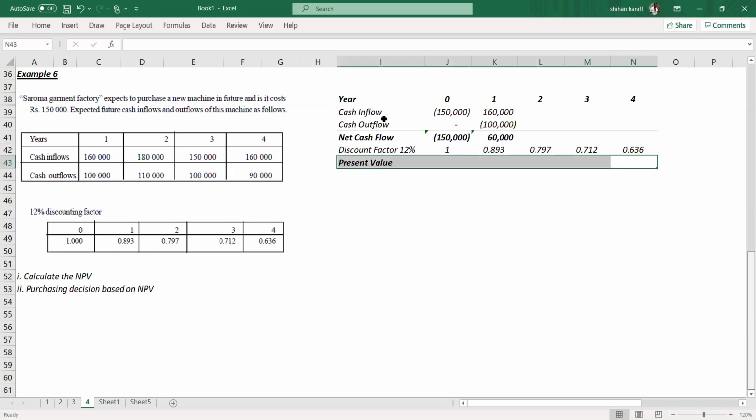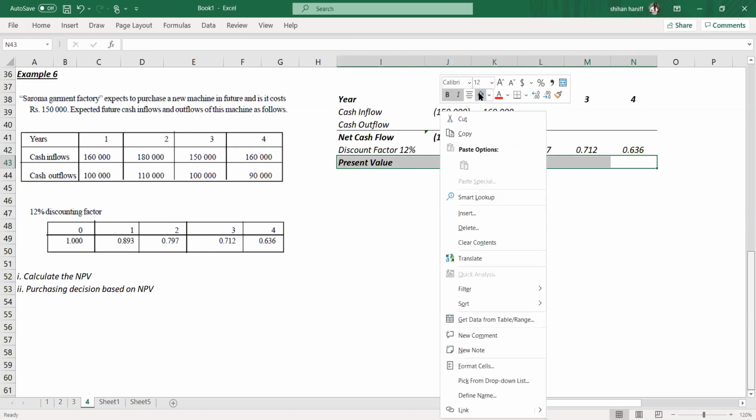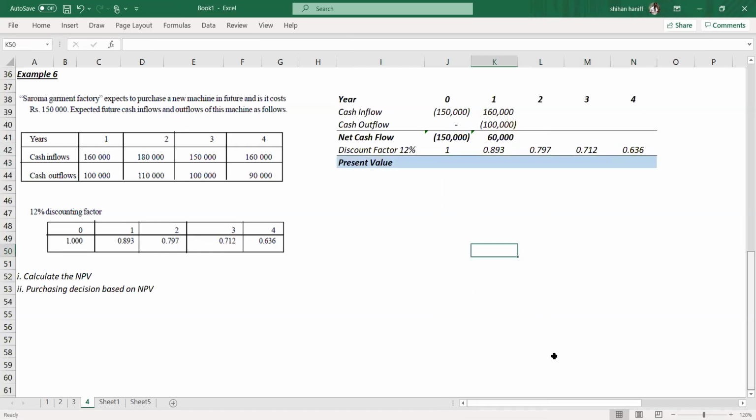When you complete this, inflow means what we receive. Year 1, what we receive. Cash receipt, inflow. Outflow means cash we pay. There is a doubt, but what is cash inflow and what is outflow? Inflow means what we receive. Outflow means what we pay.